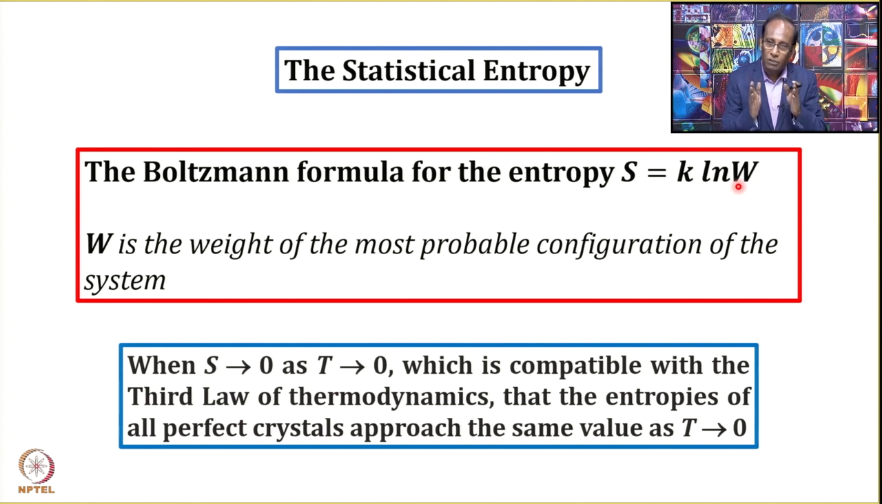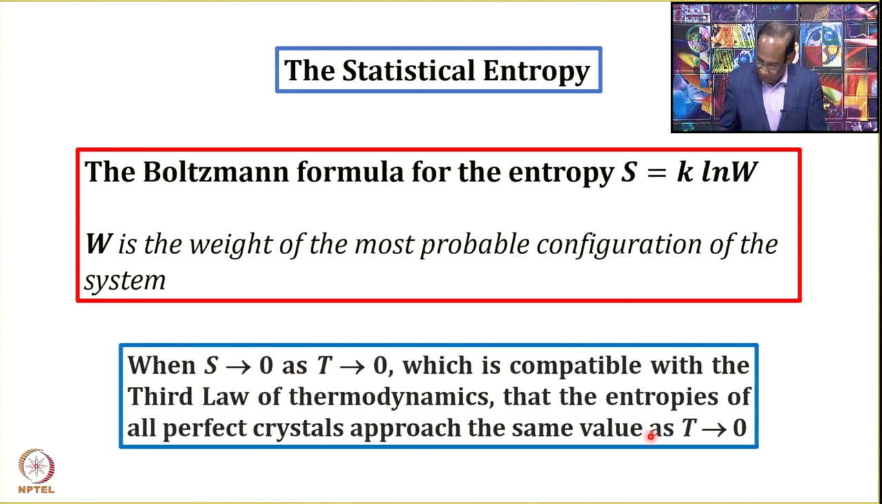That when the temperature approaches zero, let's say, that means all the molecules are in the ground state. If all the molecules are to be found in the ground state, there is only one way that configuration can be achieved. That means in that case, W is approaching 1. If W approaches 1, log W approaches 0. That means S approaches 0 as T approaches 0, which is compatible with the third law of thermodynamics, that the entropies of all perfect crystals approach the same value as T approaches zero. If you read this statement very carefully, it says approach the same value as T approaches zero. And it does become zero for perfectly crystalline substances.